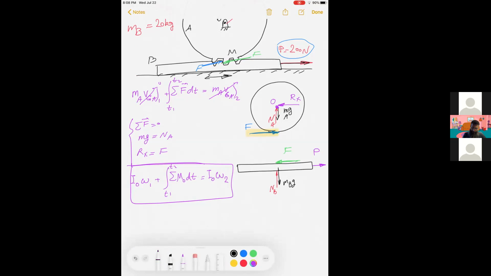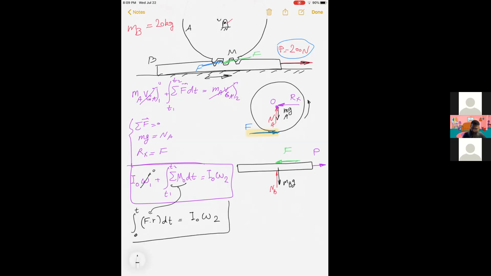So if I rewrite this, and how much is initial omega? The problem says it starts from rest, so initial omega is 0. If you simplify this, you're going to get the integration from t1 to t2, and t1 is also 0, so let's just go from 0 to t. And this creates a moment in this direction, right? So you're going to have the integral of F R dt, because this is all your moments, is equal to I about O omega 2.